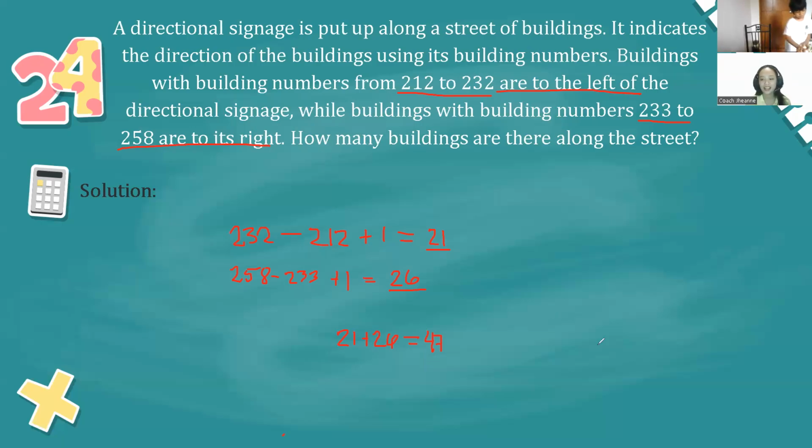Oh, sorry. What about 258 minus 212 plus 1? So that is just the same. Okay. You can also do that. So is this clear? Crystal clear?